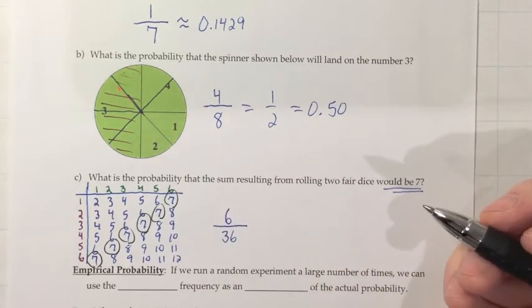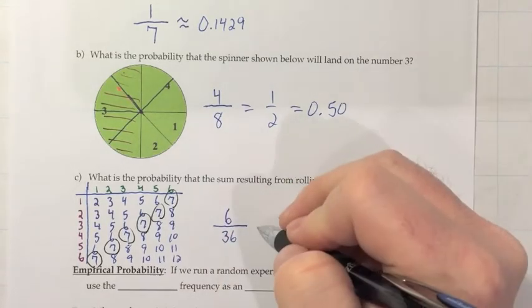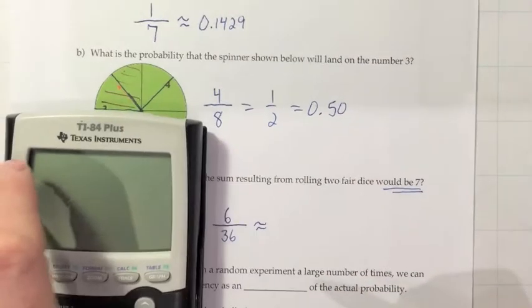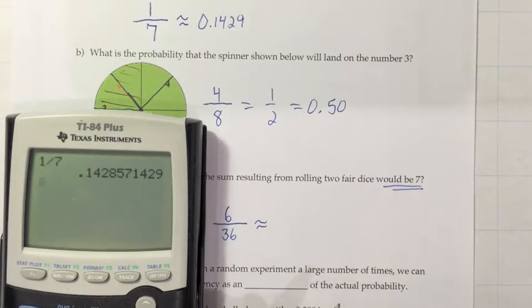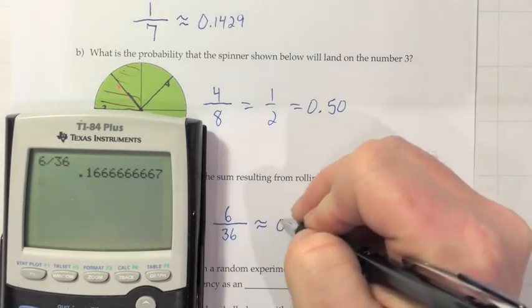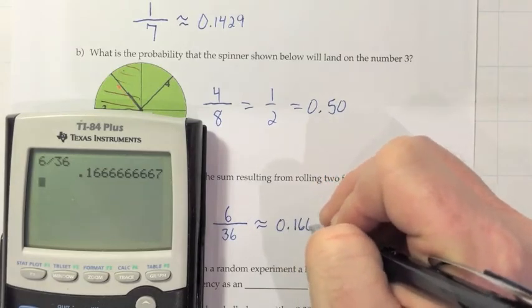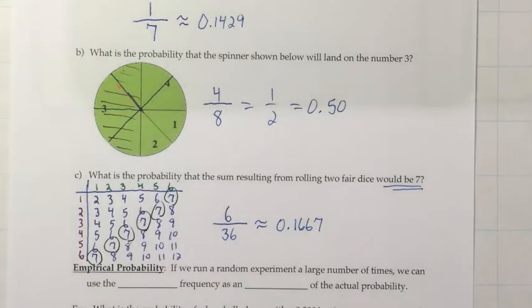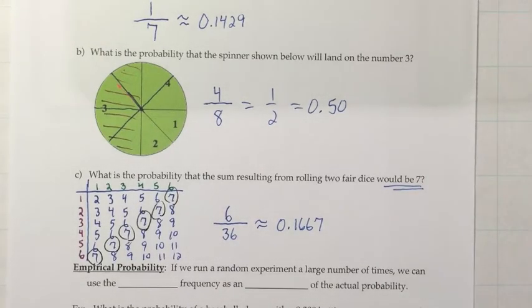Sometimes my math lab insists on you reducing those, sometimes not. So if you need to reduce it, you could cancel a 6. Most of the time we're happy to just go to a decimal without reducing. So 6 over 36 is approximately 0.1667. And if somebody was asking me the probability and I was saying the answer, I'd say 16.67%.